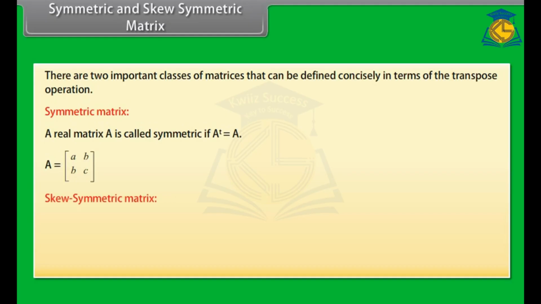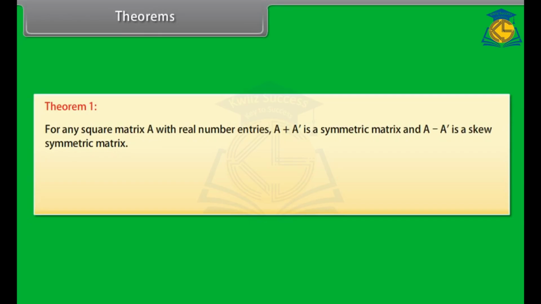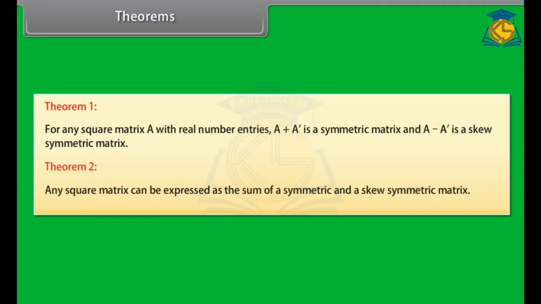Skew-symmetric matrix. A real matrix A is called skew-symmetric if transpose of matrix A is equal to minus matrix A. Here, A is a general 2 by 2 skew-symmetric matrix. Theorems. For any square matrix A with real number entries, A plus A dash is a symmetric matrix and A minus A dash is a skew-symmetric matrix. Any square matrix can be expressed as the sum of a symmetric and a skew-symmetric matrix.